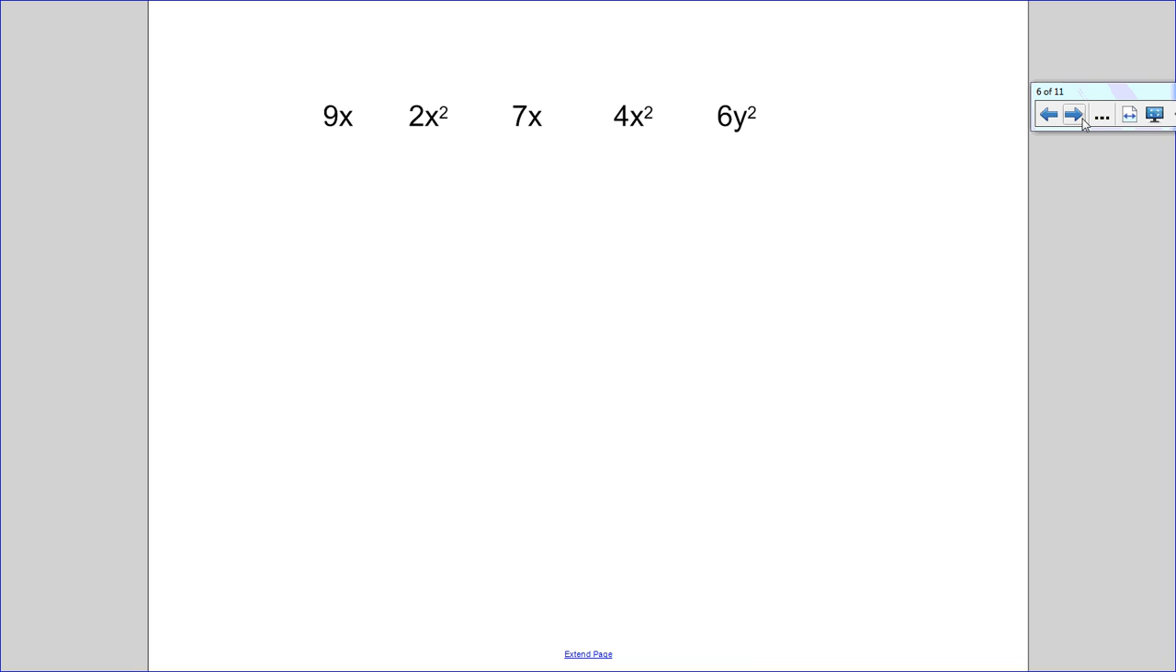Okay, now let's find the like terms in this set of numbers and variables or expressions. Well, if we look, first we have 9x and 7x share the same buddy of x, and also they both do not have an exponent. So I'm going to put a box around these two.